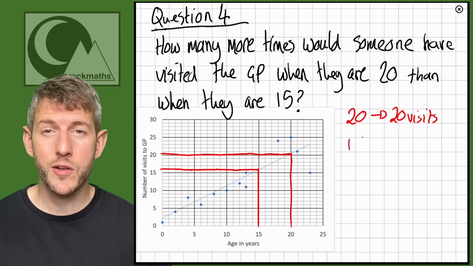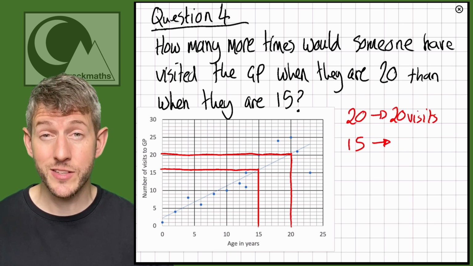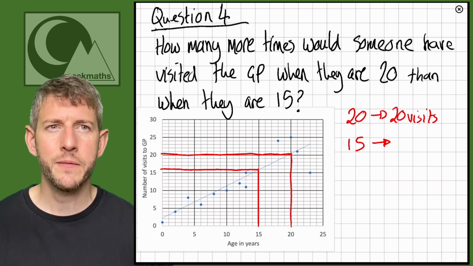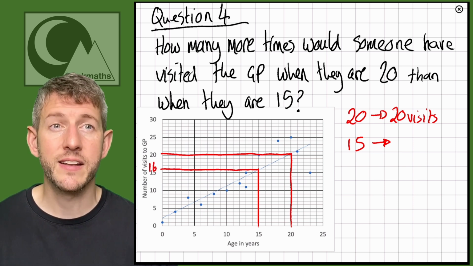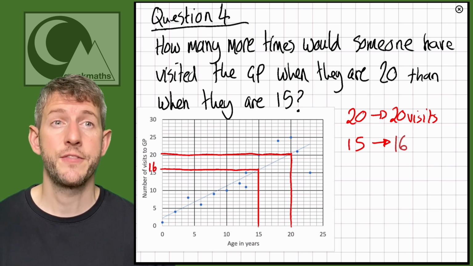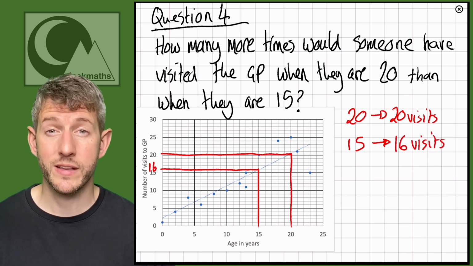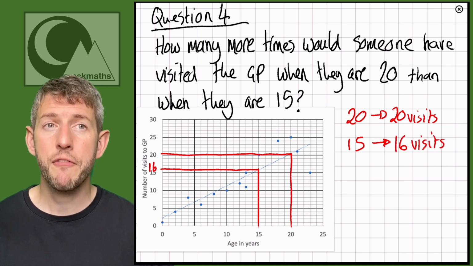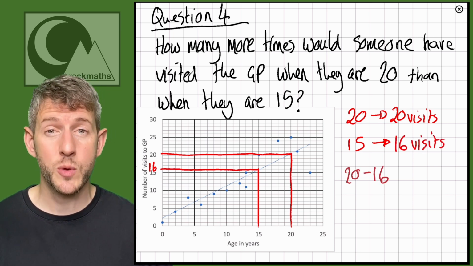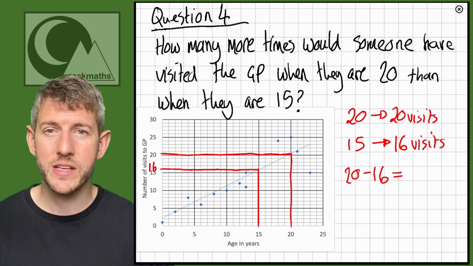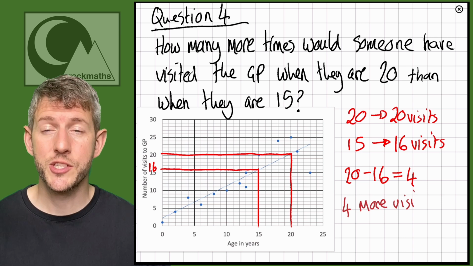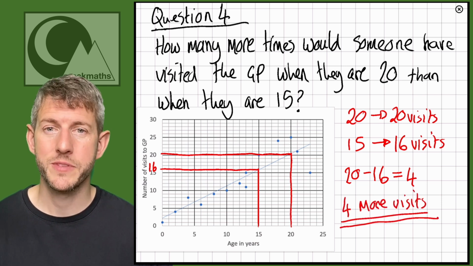So we know that the person that's 20 has visited 20 times. Let's look here for 15. We can read up at 15 and see that the person that's 15 has visited, let's call that 16 times. So therefore, we're looking at the difference between 20 and 16. 20 take away 16 is 4. So we'd expect the person that is 20 to have been to the GP 4 more times.